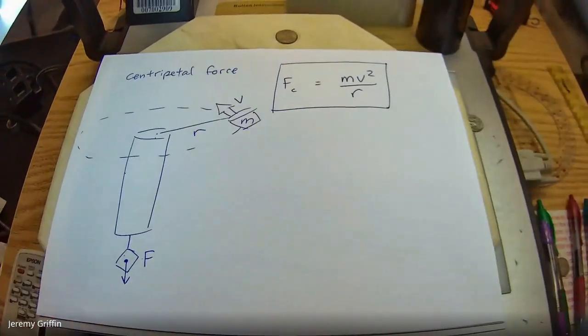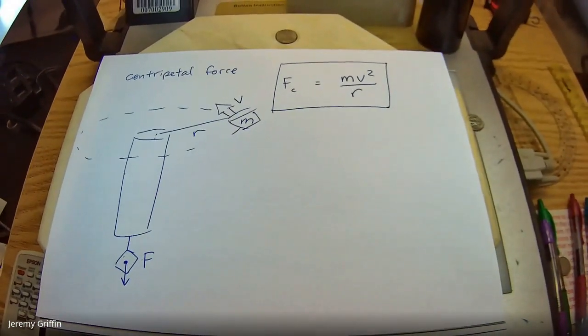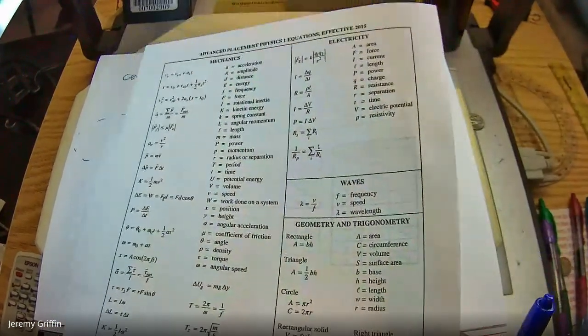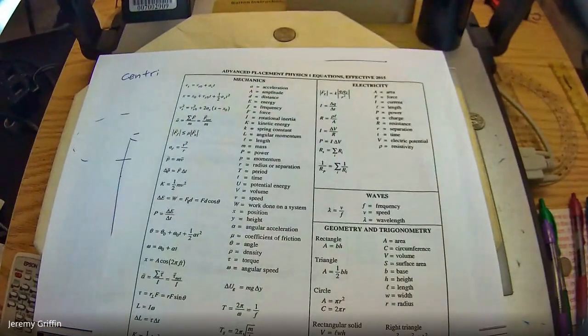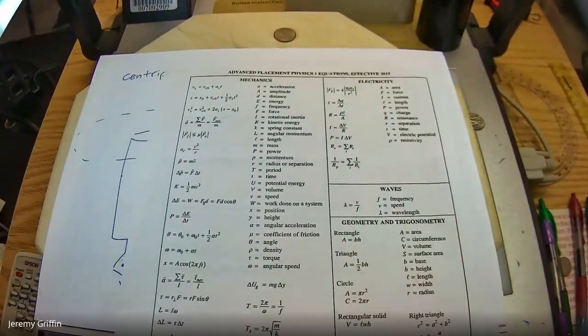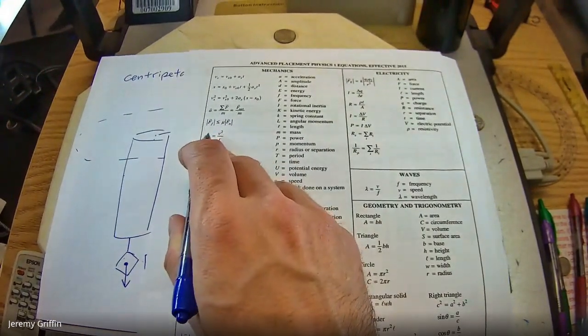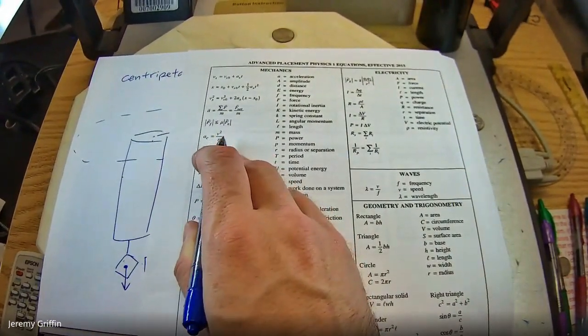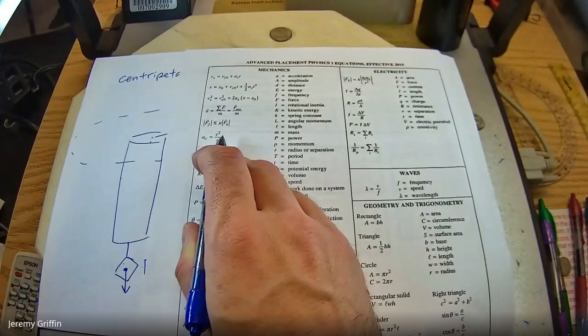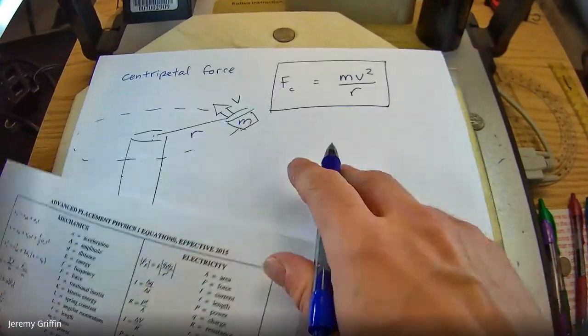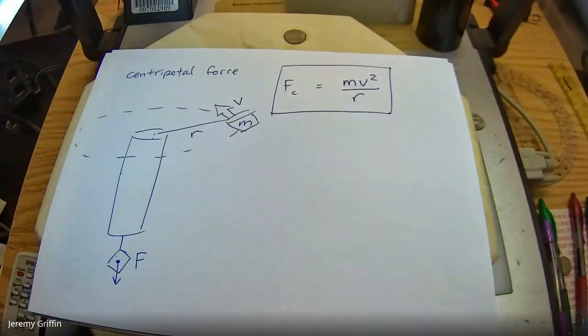How about on the AP equation page? It's good to be familiar with where these equations are. They don't exactly give it to you, but they give you one that's adjacent to it, which is centripetal acceleration, v squared over r. But that's just Newton's second law away from that. Just multiply that now so you get back to force.